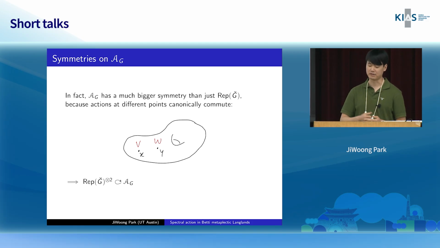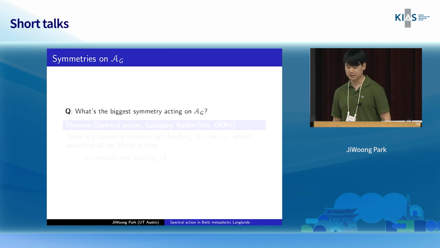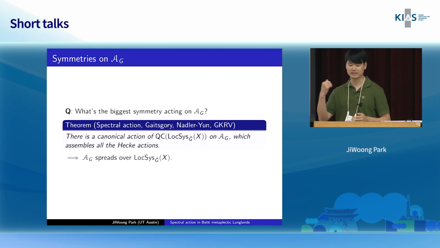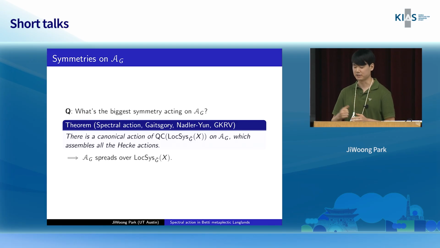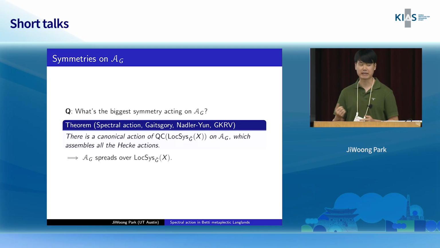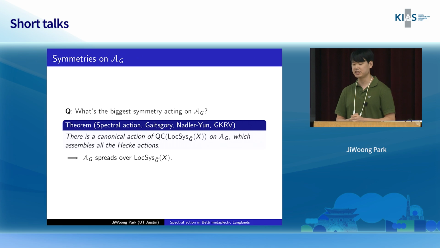And you can do it for more points. So knowing that AG has a huge amount of symmetry, we can ask what's the biggest symmetry acting on this category? The answer is provided by the following result. There's a canonical action of QC over LocSys G check on AG which assembles all the Hecke actions. This canonical action is something we call the spectral action. And in particular, this tells us that the category AG spreads over the stack LocSys G check.